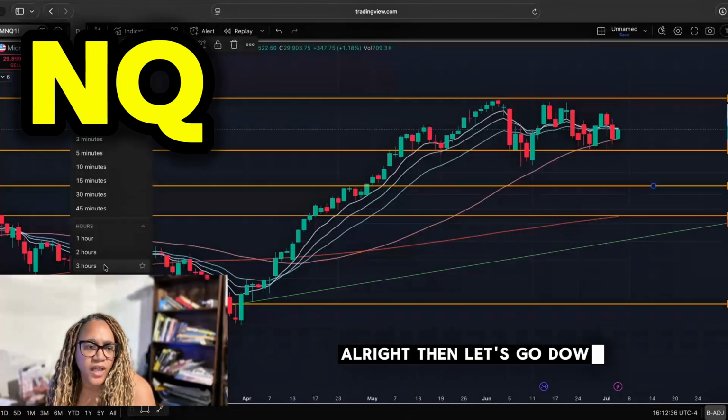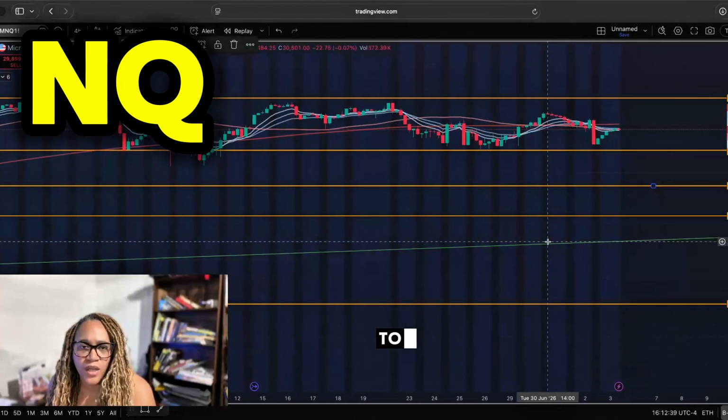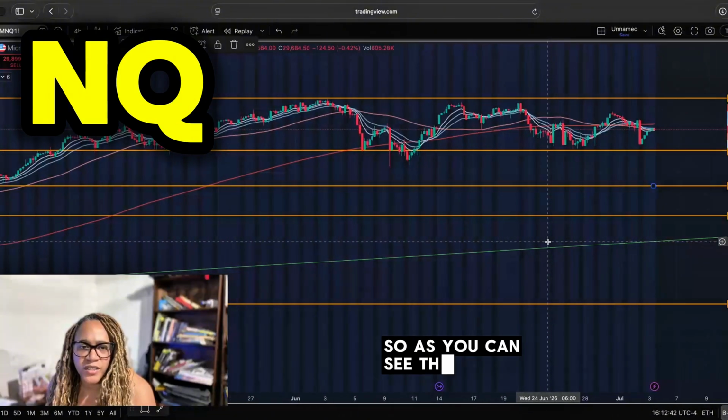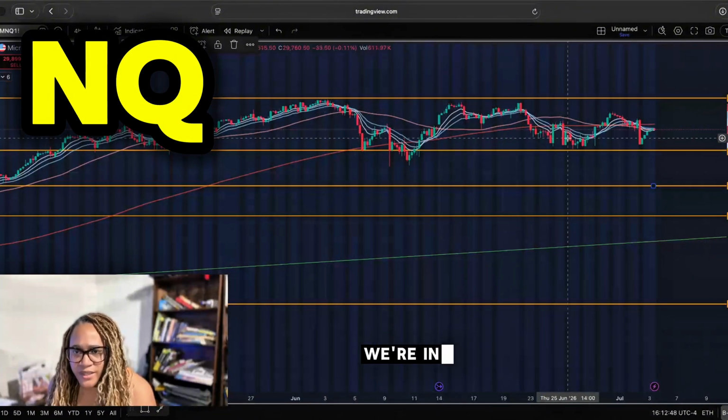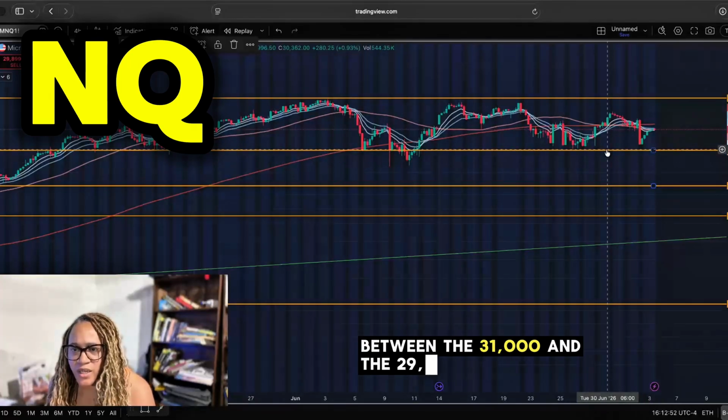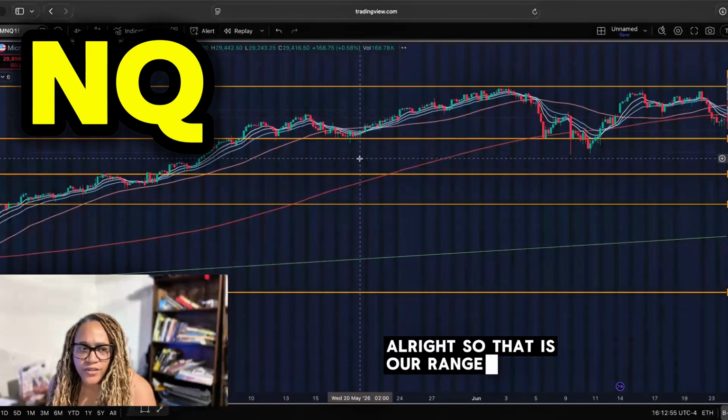All right, and then let's go down to the 4 hour, which is what I really like to do a lot of my charting off of. So as you can see in this 4 hour, we have major consolidation here, right? We're not really moving outside of this range. We're inside this range between the 31,000 and the 29,000. All right, so that is our range.